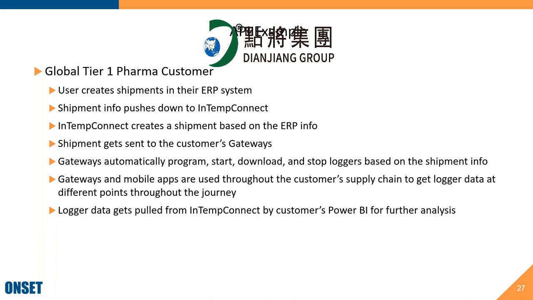Then in addition to that, they do use our pull APIs to pull data from Intent Connect and send it to their Power BI system. So just like I was talking about before with the pull APIs for Intent Connect, you can pull the data from it, send it to whatever system you want. But this is a great example of what one of our current customers is doing, which really helped them to make their process that much more efficient and reduce costs in that sense.